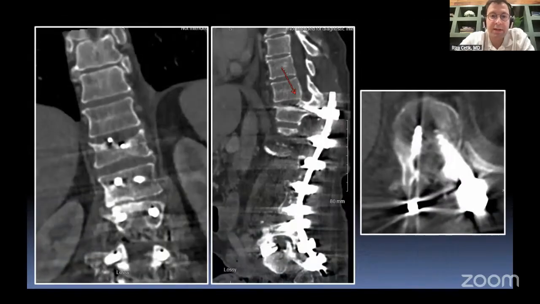We took a CT scan, which shows a proximal junctional failure with the T12 screws cutting out through the superior end plate with severe PJK at that level. Also, the upper screw on the right side cut out medially through the spinal canal.